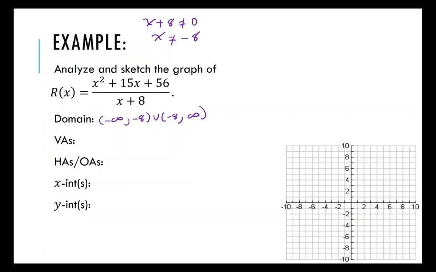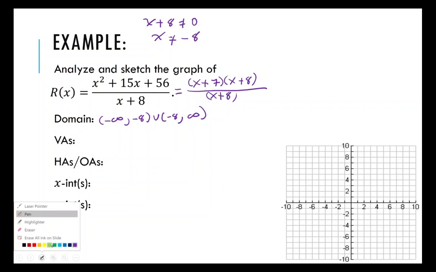So we need two numbers that multiply together to give me 56, but sum together to give me 15. Those are 7 and 8. So this is actually equal to x plus 7 times x plus 8, all divided by x plus 8. All right, this is a little strange, because now what happens? Well, x plus 8 divided by x plus 8 is 1, and we're left with just the function x plus 7. But remember that our domain kicked out negative 8.